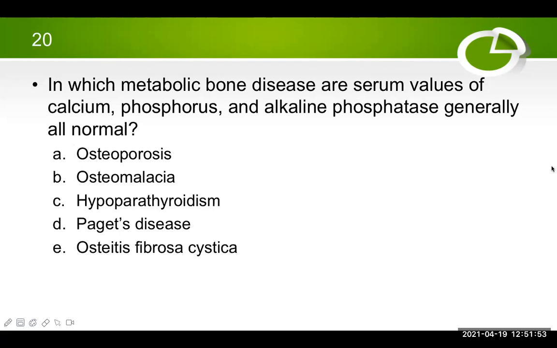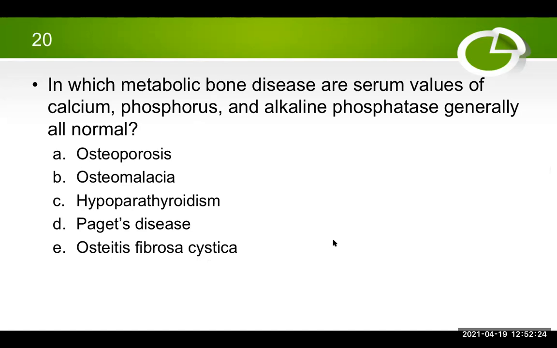In which metabolic bone disease are serum values of calcium, phosphorus, and alkaline phosphatase generally all normal? Is it osteoporosis? Is it osteomalacia? Is it hypoparathyroidism? Is it Paget's disease of the bone? Or is it osteitis fibrosa cystica? Which one? Option A. So you want to go for option A.